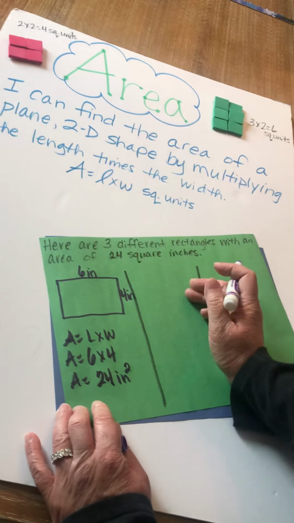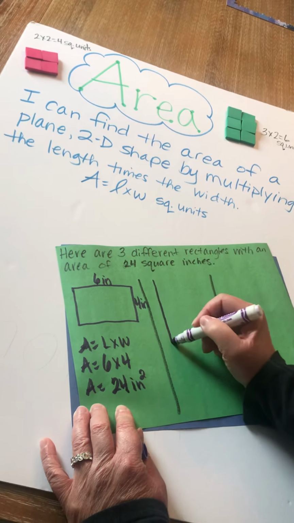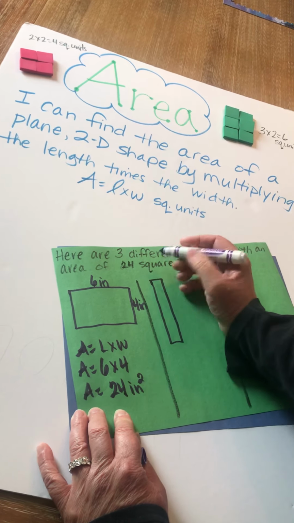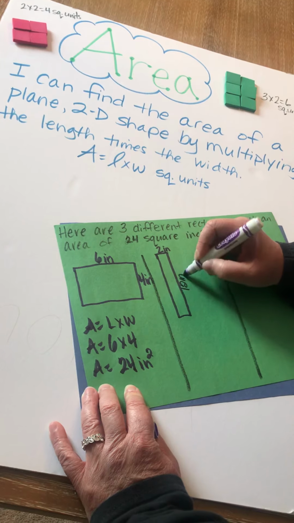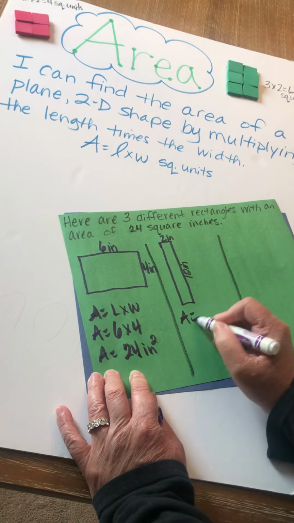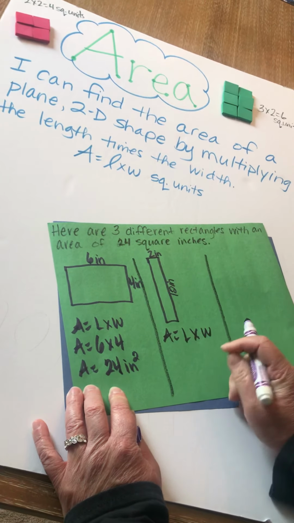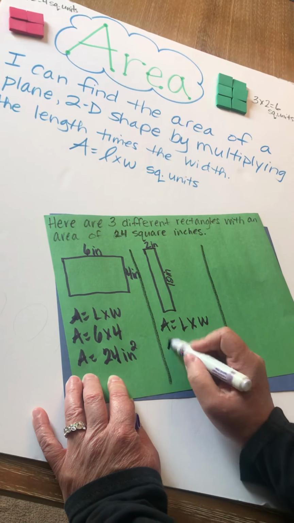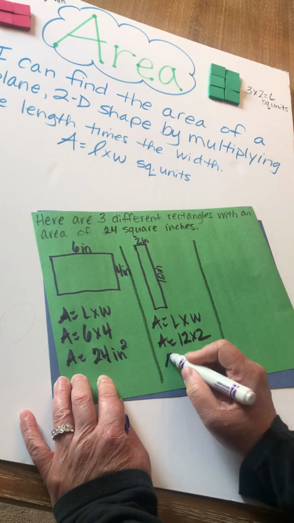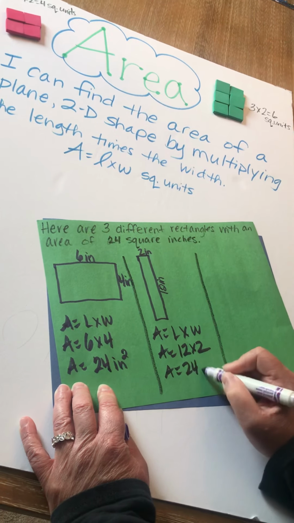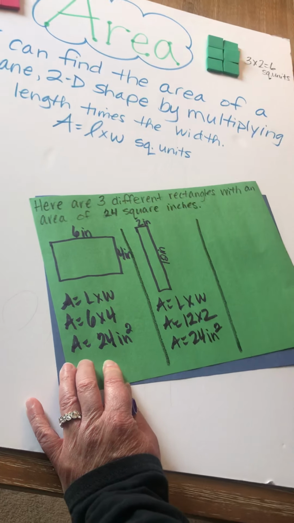I could do it another way. I could draw something that looks like this. I could do 2 inches times 12 inches using the same formula. Area equals length times width. Area equals 12 times 2. The area is 24 inches squared.